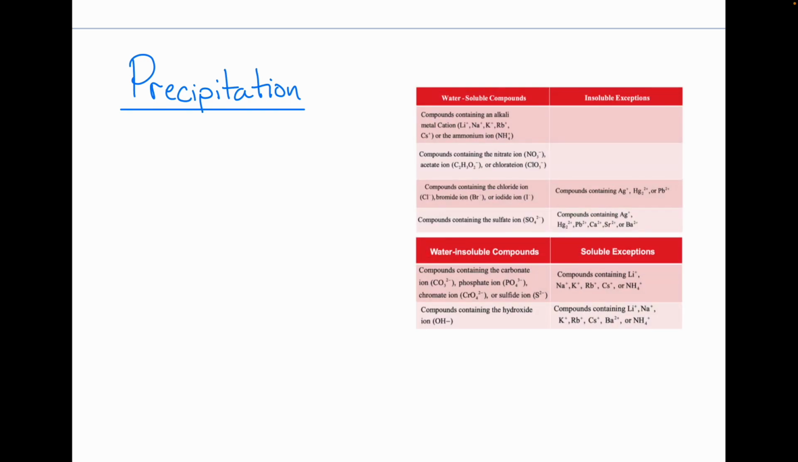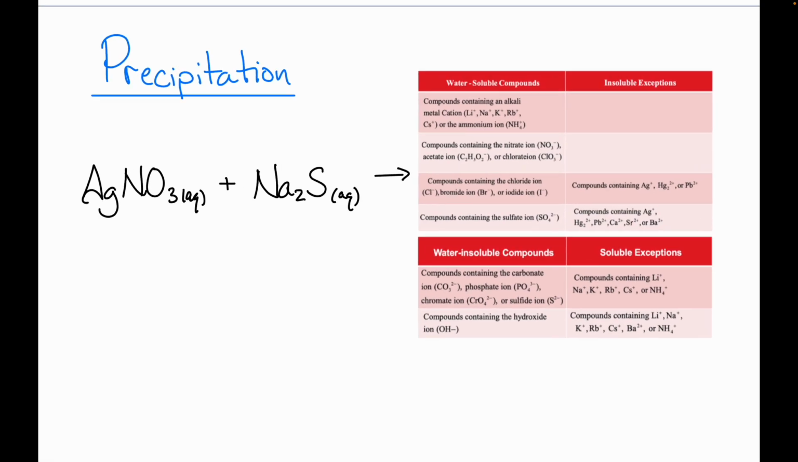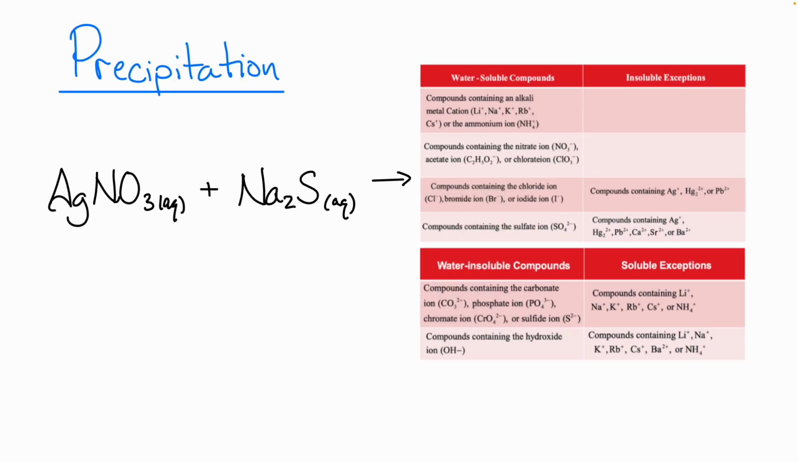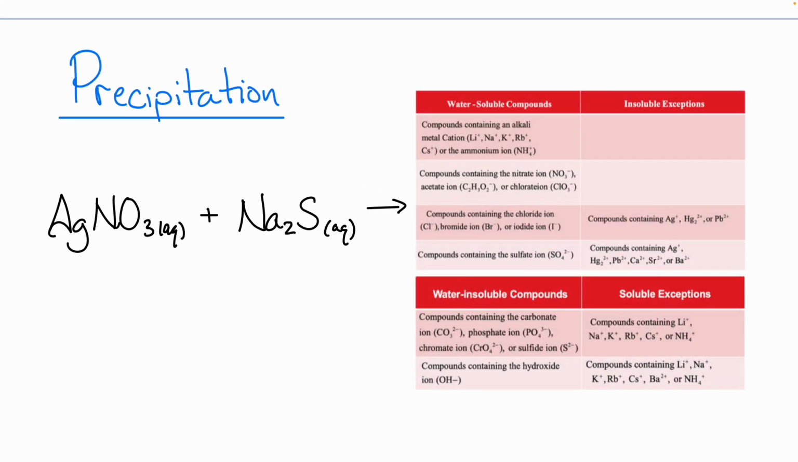Okay, so this is another one where we can predict our products. We're going to mix together silver nitrate and sodium sulfide. And I want everybody to take a second and predict the products of this equation, given our constants page here, our solubility table.